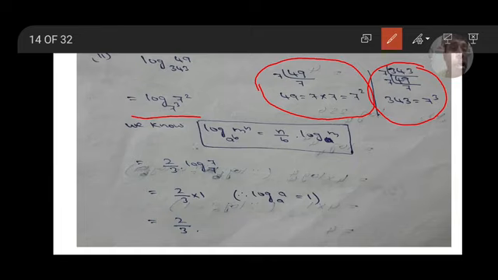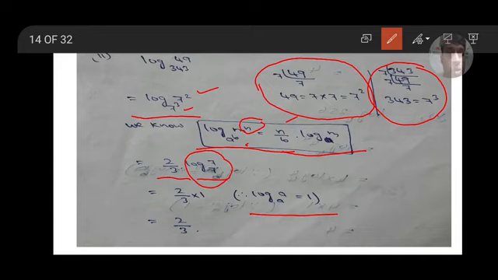So we know the property log m to the power of n to the base a to the power of b is n by b into log m to the base a. This power n comes in the numerator and the base power b comes in the denominator. Here the logarithmic power is 2 and the base power is 3. Therefore 2 by 3 into log 7 to the base 7. And log 7 to the base 7 value is 1, because log a to the base a equals 1. So 2 by 3 into 1, the answer is 2 by 3.